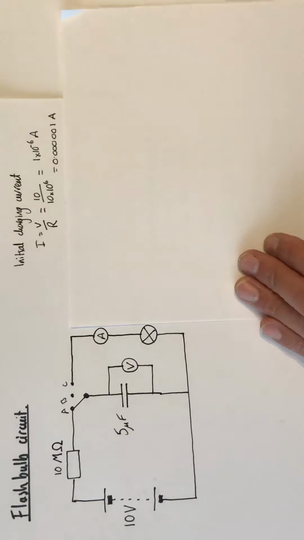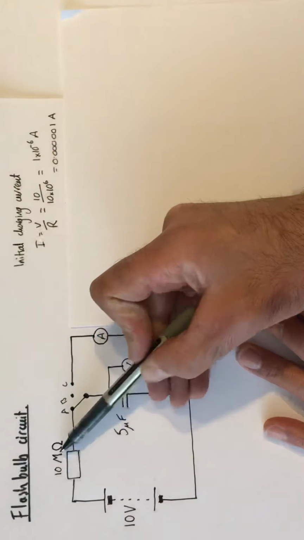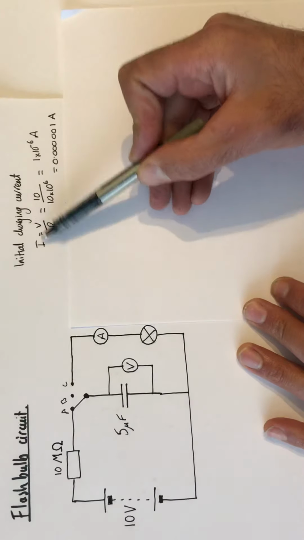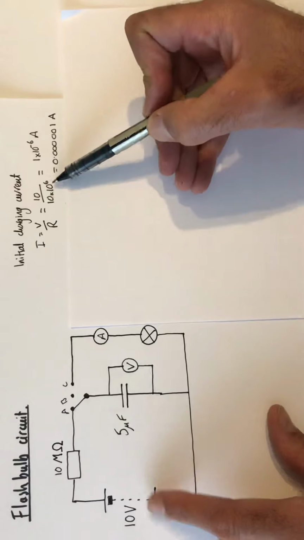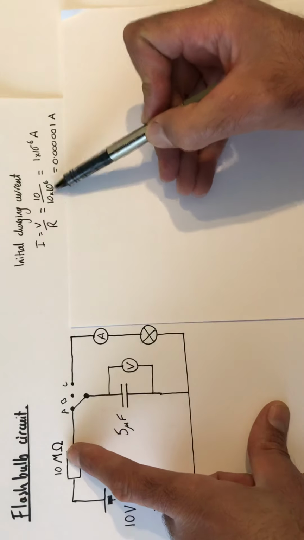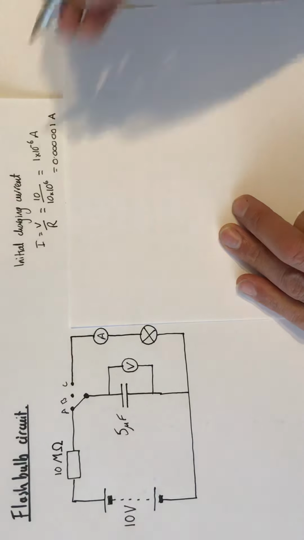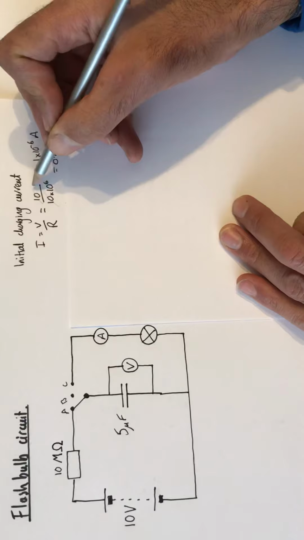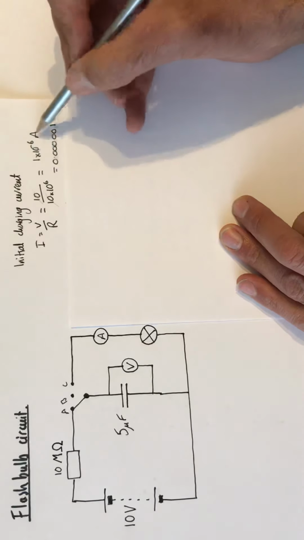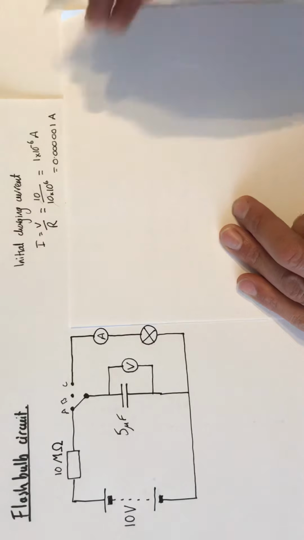Okay, let's look at the initial charging current. So let's say we've got the switch in position A. I've got 10 mega ohms and 10 volts. So current is voltage over resistance. 10 volts over 10 mega, so it's 10 over 10 times 10 to the 6. So my 10s cancel, and I end up with 1 over 10 to the 6, which is 1 times 10 to the minus 6, which is a small current.